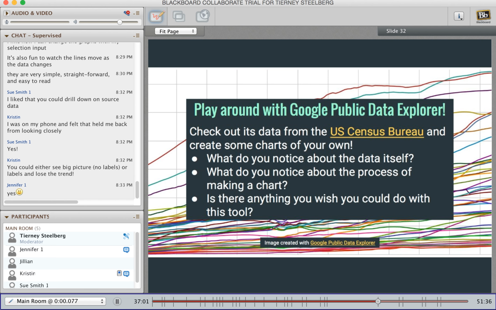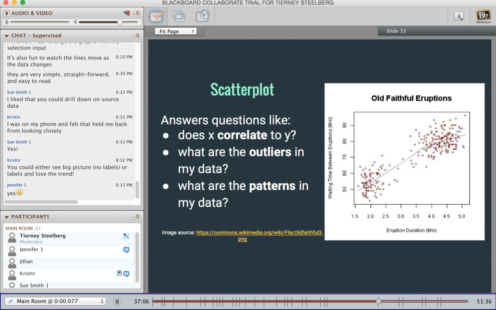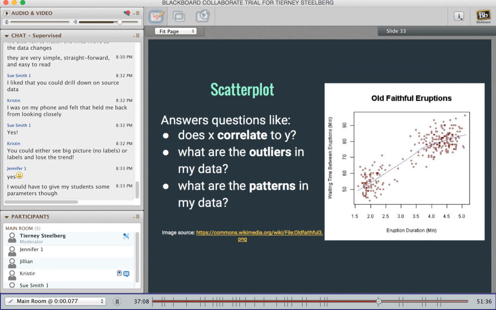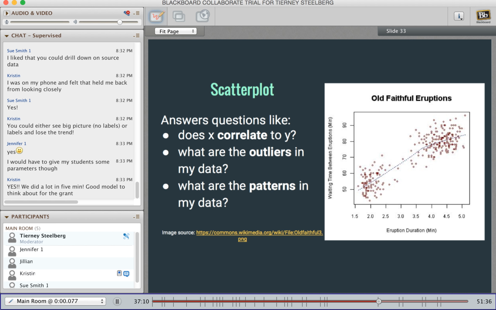The scatter plot or scatter graph displays the values of a data set with two quantitative variables. It plots every individual data point onto a single graph. The position of each point is dictated by the two variables, one on the x-axis and another on the y-axis. It answers questions like, does x correlate to y? What are the outliers in my data? What are the patterns in my data?